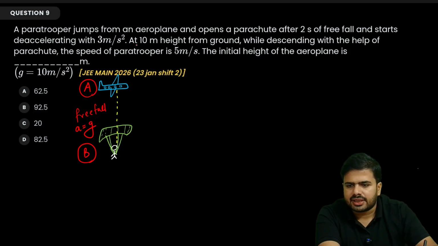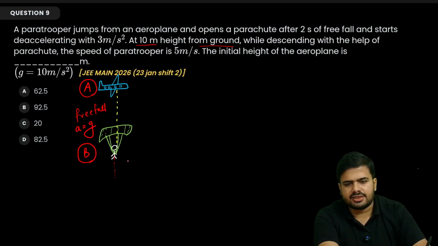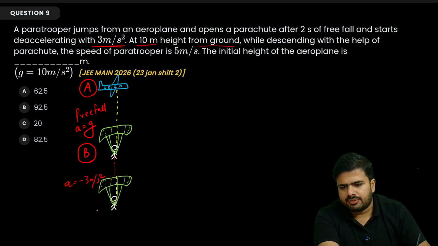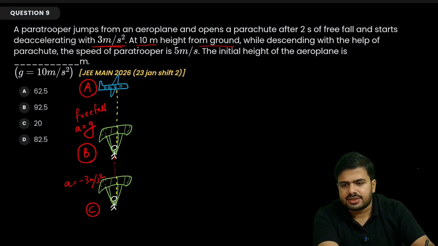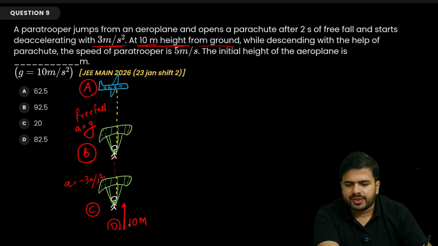Now what happened next? Once he opened the parachute, he goes on moving downwards. Now the retardation is there at 3 meter per second square, so here it is minus 3 meter per second square we can take. Once he reaches another point, this point is C, what have they mentioned about point C? That it is 10 meter height from the ground. So I will take this as the ground. This height is 10 meter. They have mentioned that from the ground it is 10 meter height. So you can take this ground as point D. Okay, so this is 10 meter height.